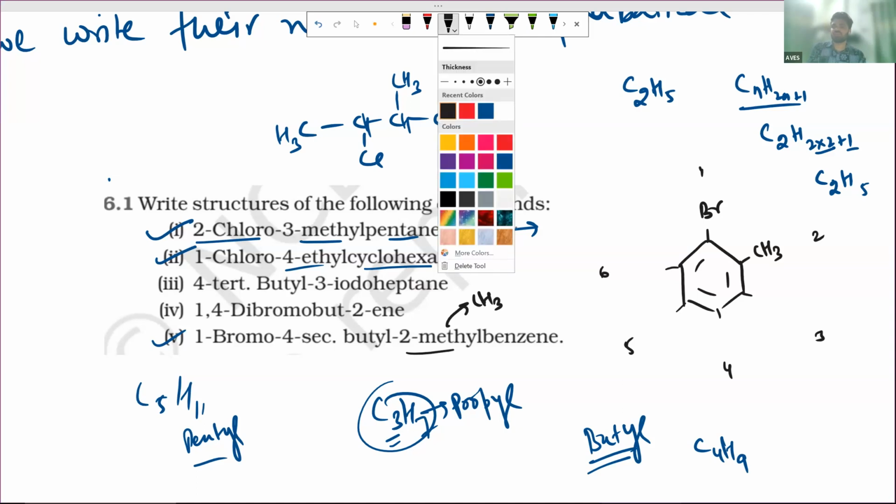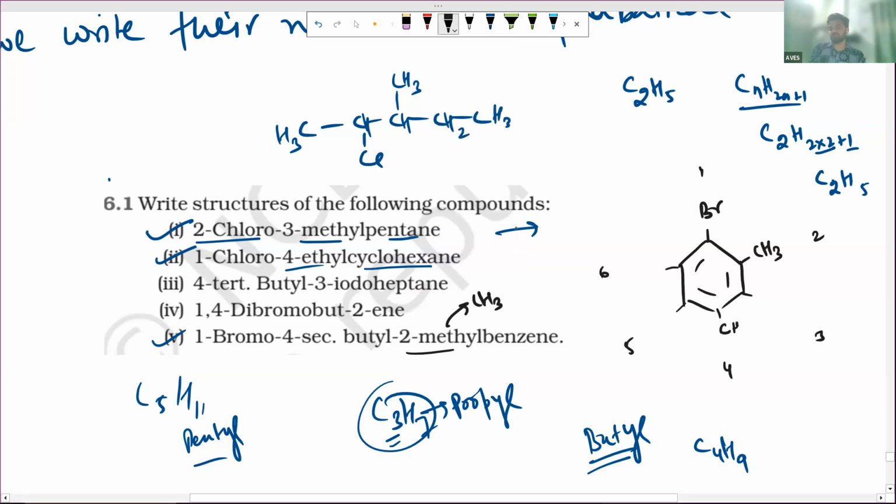Secondary butyl: one carbon is attached with the main chain, CH, and this is also attached with CH3. And then this carbon is attached with CH3, or we can make the chain here also. This is the 4 carbon required, CH2, and then we have CH3 here.